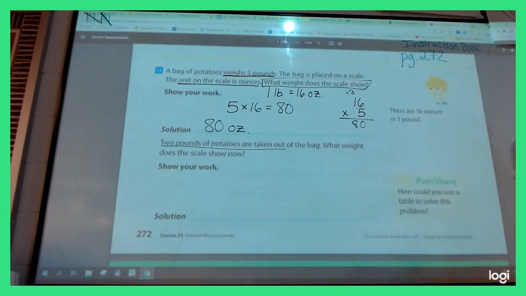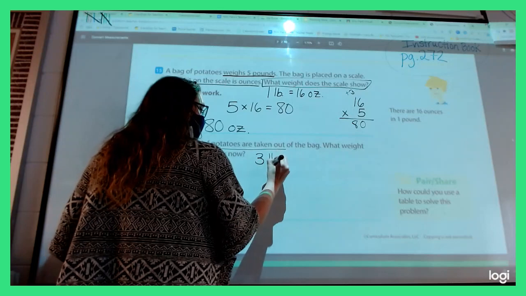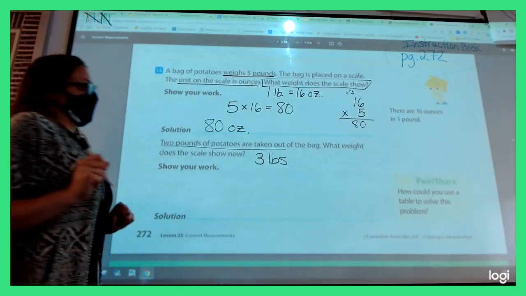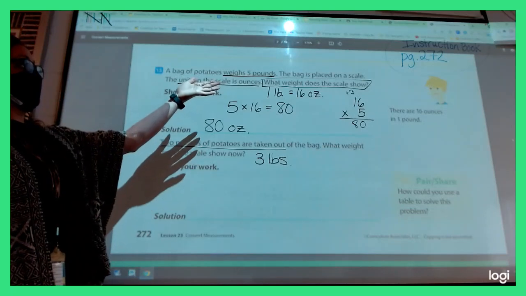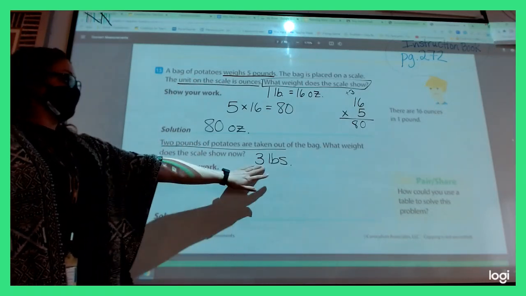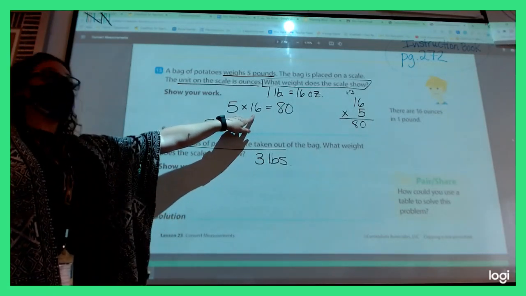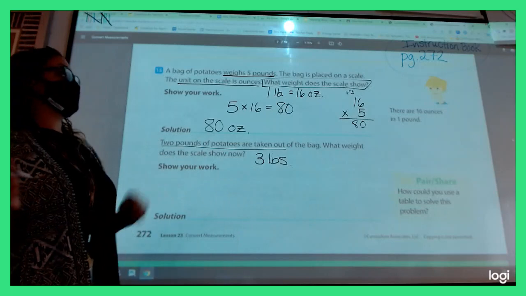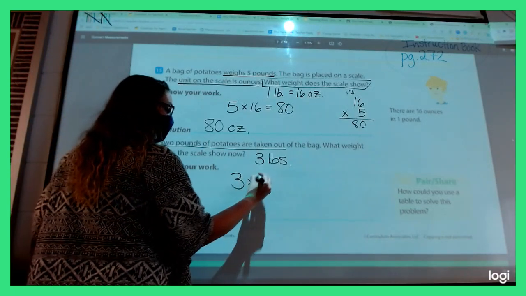3. Nice job. All right, so we have 3 pounds. I'm going to write that down so I don't forget. So now what is our job? Instead of finding it for 5 pounds of potatoes in ounces, what are we going to do? Josiah? Find it for 3. Are we still going to use 16 to multiply? Yeah, because in every single pound there are 16 ounces. But we have 3 pounds. So we have 3 groups of 16.